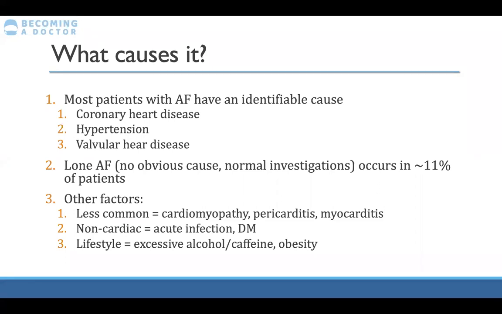Other factors that are thought to cause or to be associated with AF include less common cardiac causes like cardiomyopathy, pericarditis, myocarditis, an atrial septal defect, or congenital heart disease. You can have non-cardiac causes. Those include drugs like thyroxine. You can have an acute infection, electrolyte depletion, or thyrotoxicosis and diabetes. And you can also have dietary and lifestyle factors, for example, excessive caffeine intake, excessive alcohol intake, as well as obesity.